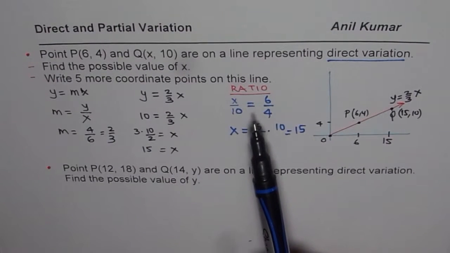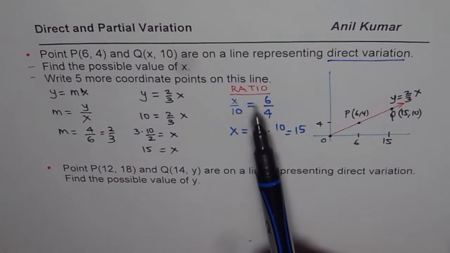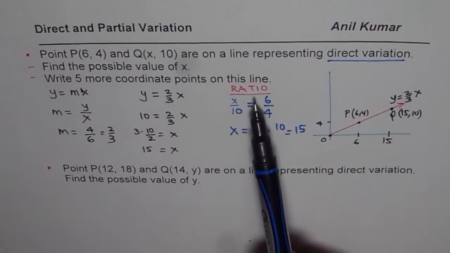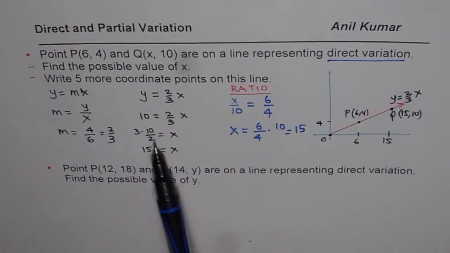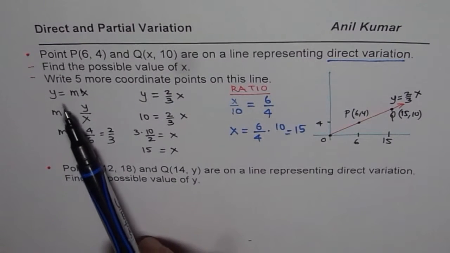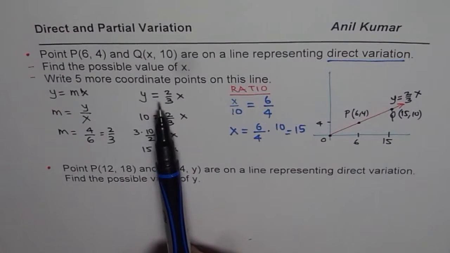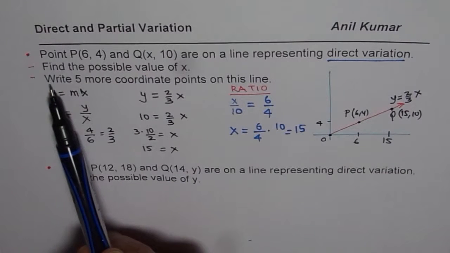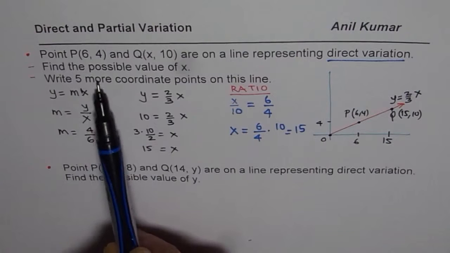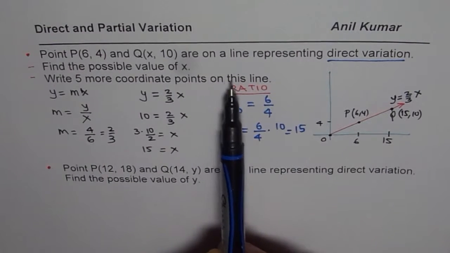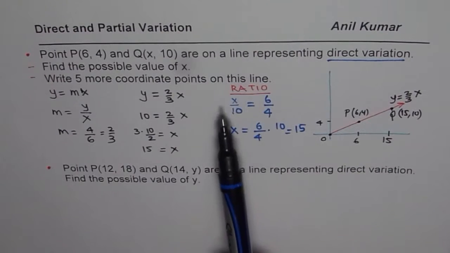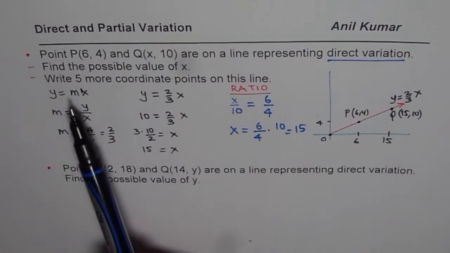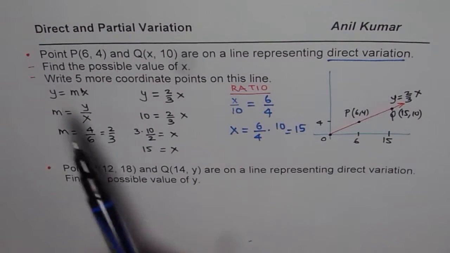So that is how you could very easily solve any question based on direct variation. My recommendation is, whenever you're working on direct variation, use ratios. Now, why did I do all this? To show you that there are 2 ways of doing it. Part B of this question is, write 5 more coordinate points on this line. So you could use this equation to write 5 more points.